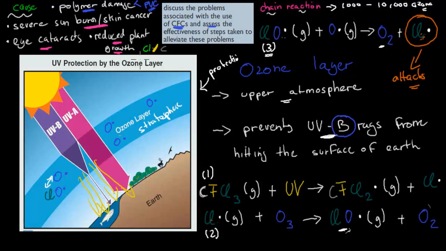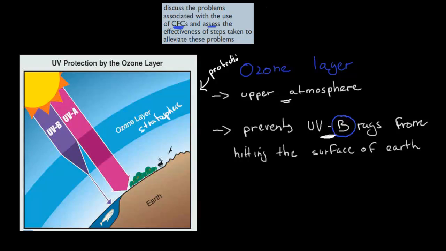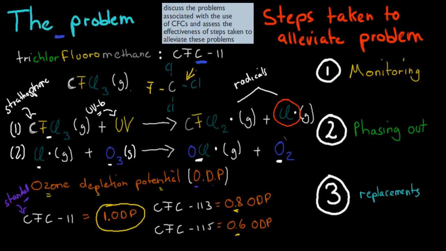So these are some of the problems when we have more UVB radiation, and the reason why we would have more UVB radiation would be because of more CFC being in our atmosphere due to the problem mentioned here. And I'm going to go over all those equations in the next video as well, so if you're still a bit confused, don't worry about it.